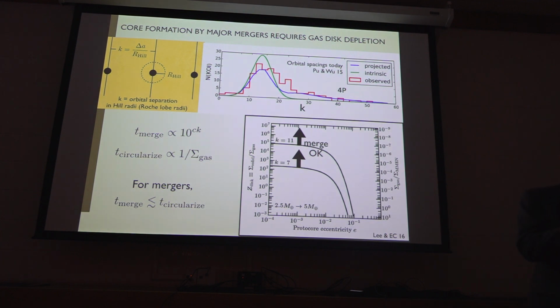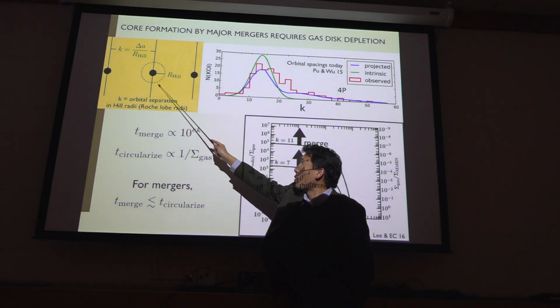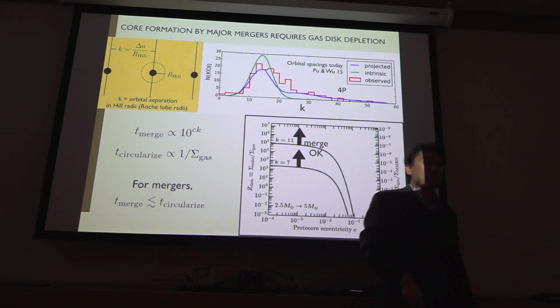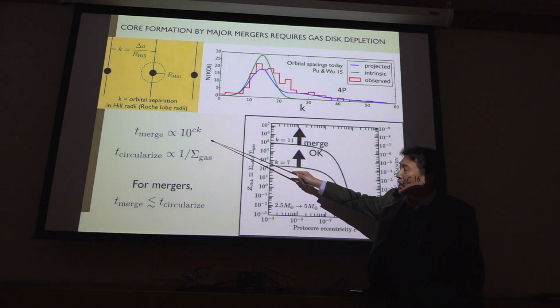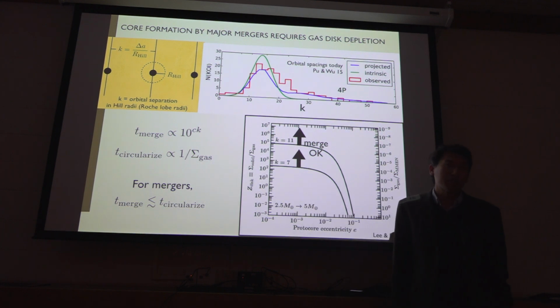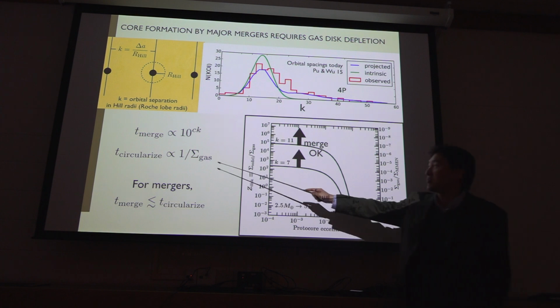Of these objects, of these protocores, the time for them to cross orbits and merge depends exponentially on the number of Hill sphere spacings. This K is just this orbital spacing measured in Hill radii. For mergers to happen, you need this merger time scale to be less than the circularization time from gas dynamical friction, which scales as 1 over the gas surface density. And then you just solve for the gas surface density required.